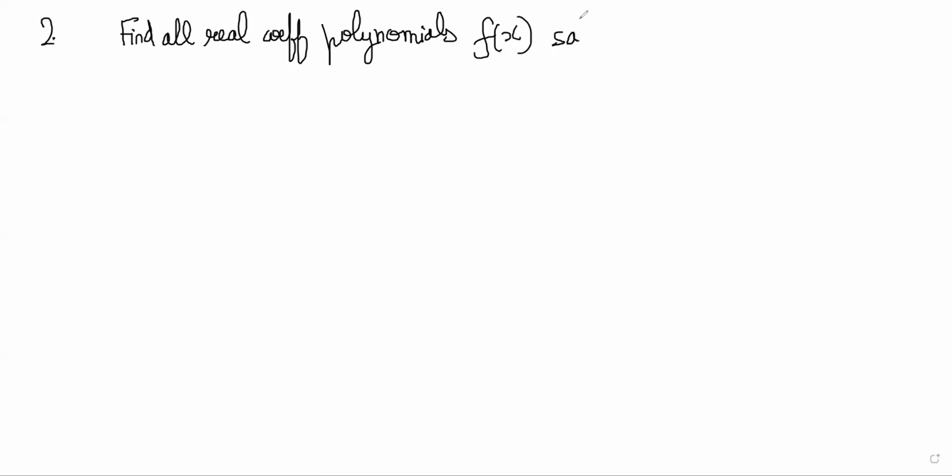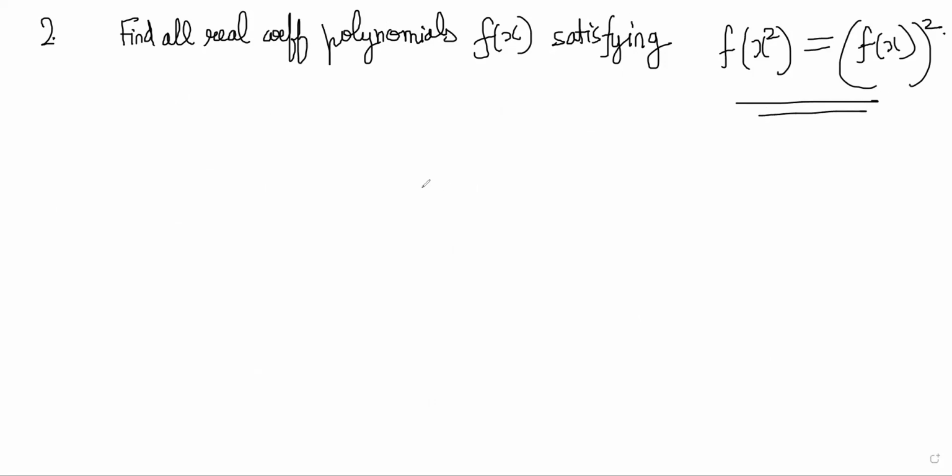This is: find all real coefficient polynomials f of x satisfying the result f of x square is equal to f of x whole square. We have to find all possible real coefficient polynomials which satisfy this condition. So let's take a general polynomial f of x as a_n x power n plus a_(n-1) x power n minus 1 and so on till a_1 x plus a_0.